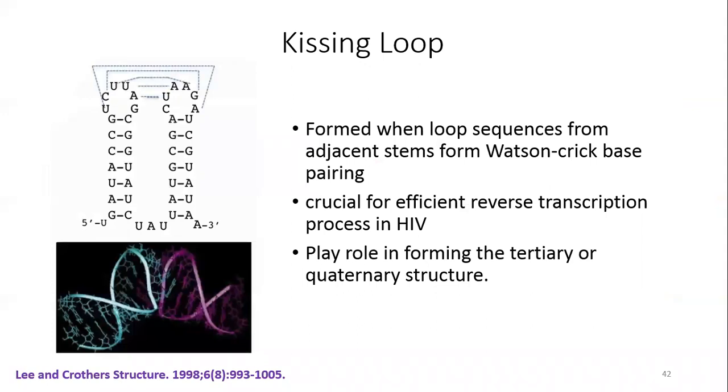Okay, then what we have is called the kissing loop. This kissing loop is formed when sequences from adjacent stems form Watson-Crick base pairing. Okay, it is very crucial for the efficient reverse transcription process of HIV. It might play an important role in forming the tertiary or quaternary structure of that particular enzyme. Now it is by its tertiary structure that you can guess why it is called kissing loops.